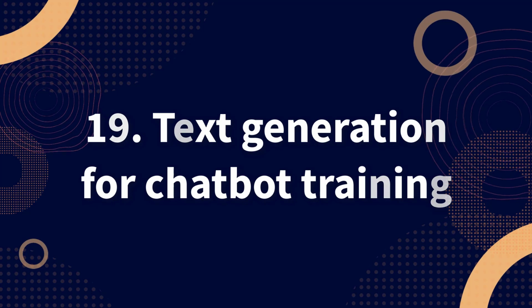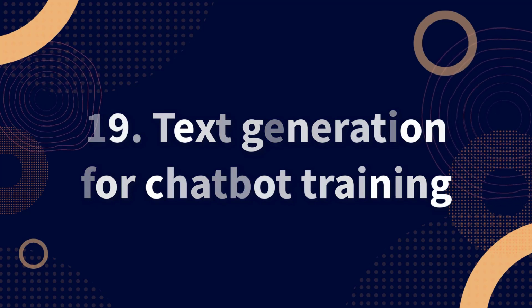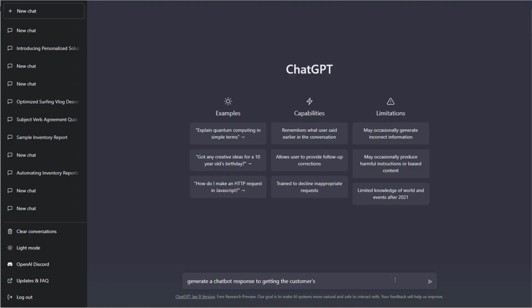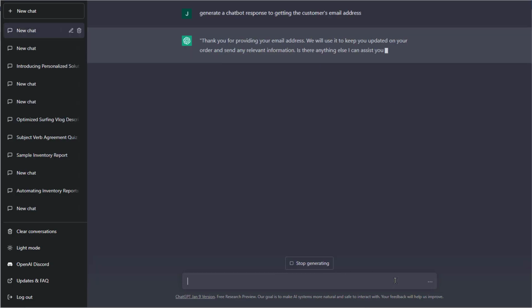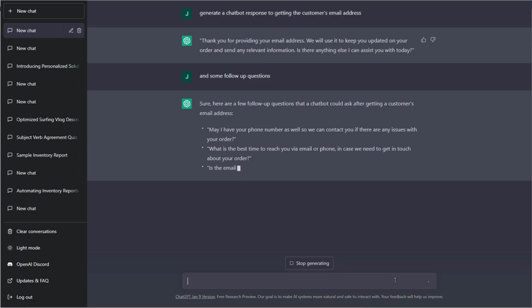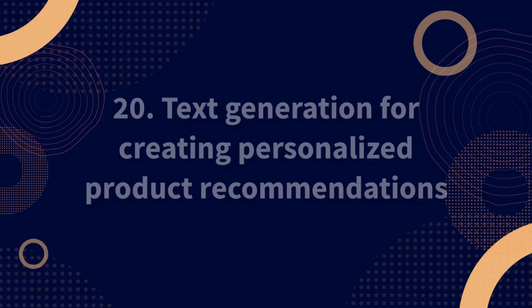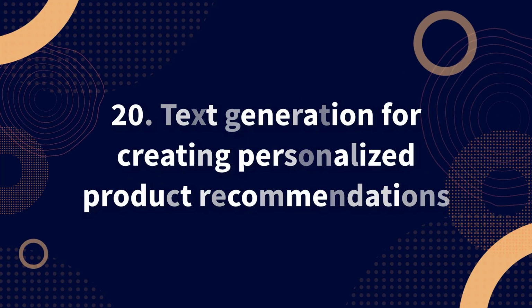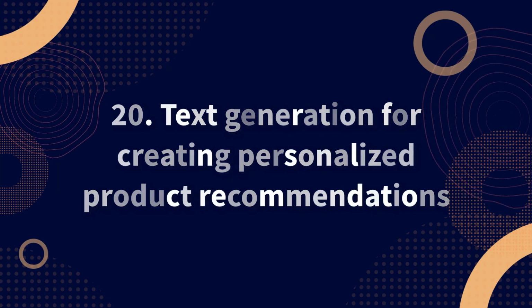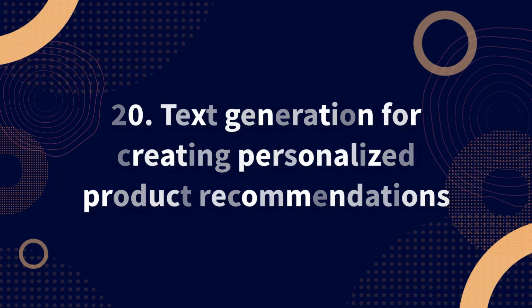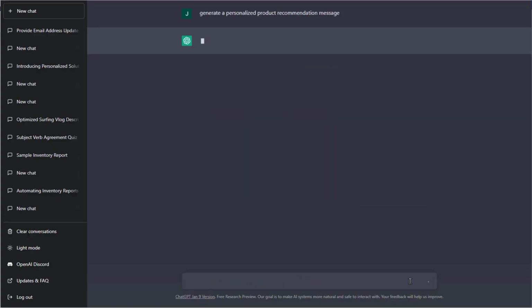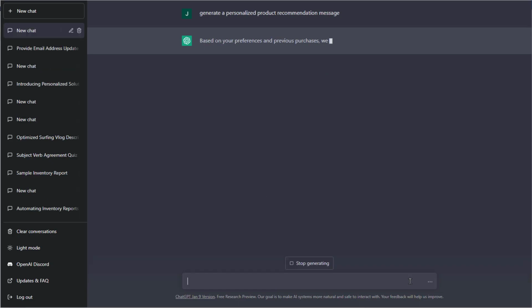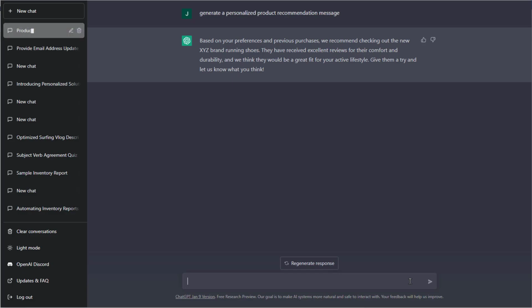Next, 19. Text generation for chatbot training. ChatGPT can be used to generate training data for chatbots, which can help the chatbot understand and respond to a wide range of customer queries. And lastly, number 20. Text generation for creating personalized product recommendations. ChatGPT can be used to generate personalized product recommendations by training it on customer data and purchase history.